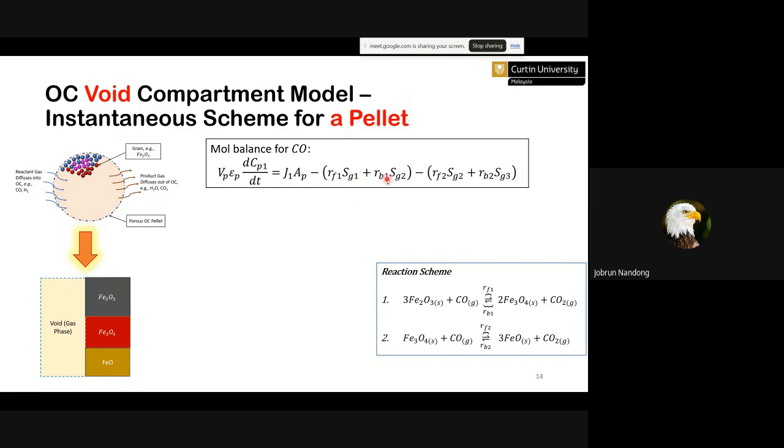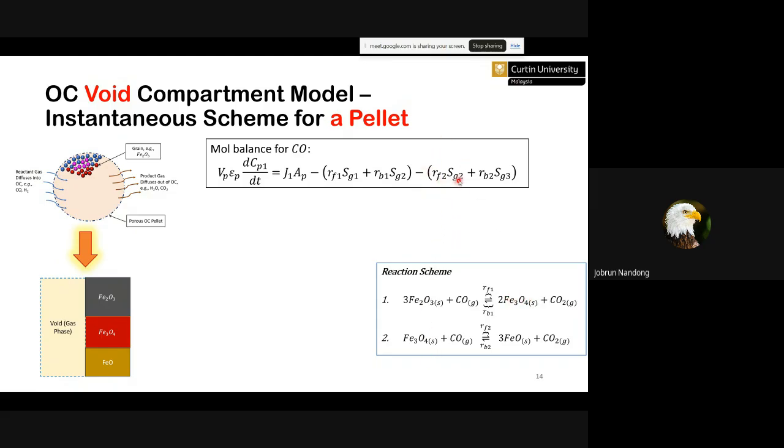But if the backward reaction occurs, that has to be based on the Fe3O4, because without Fe3O4, this one will not occur. For the backward reaction to occur, remember that this Fe3O4 must exist. I haven't explained it yet. So that's why we multiply this with Sg2, meaning the surface area for the Fe3O4 grain. Sg1 is the surface area for the Fe2O3 grain. So if forward is based on this one, backward is based on this one.